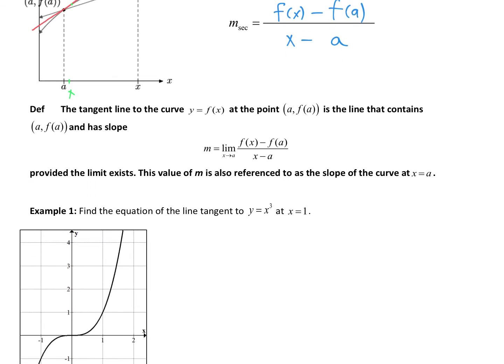So let me write that here. The slope of the tangent line is the limit of the secant line.